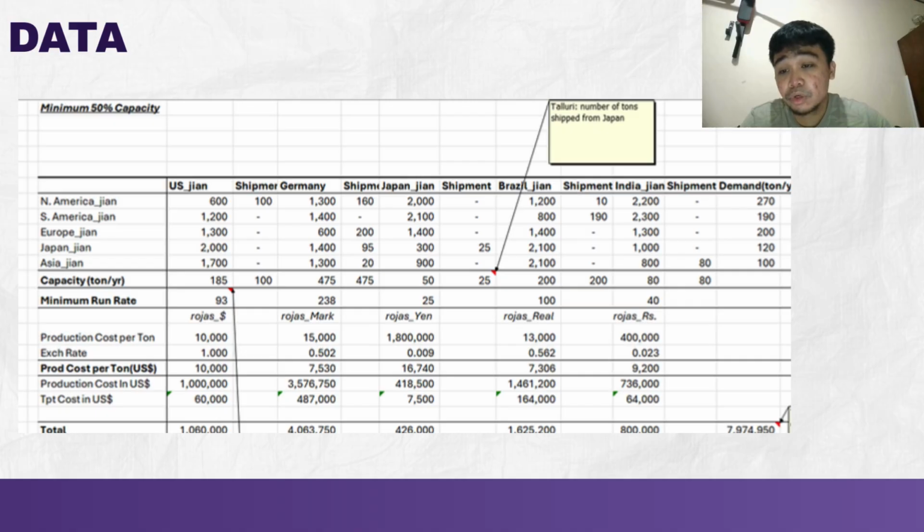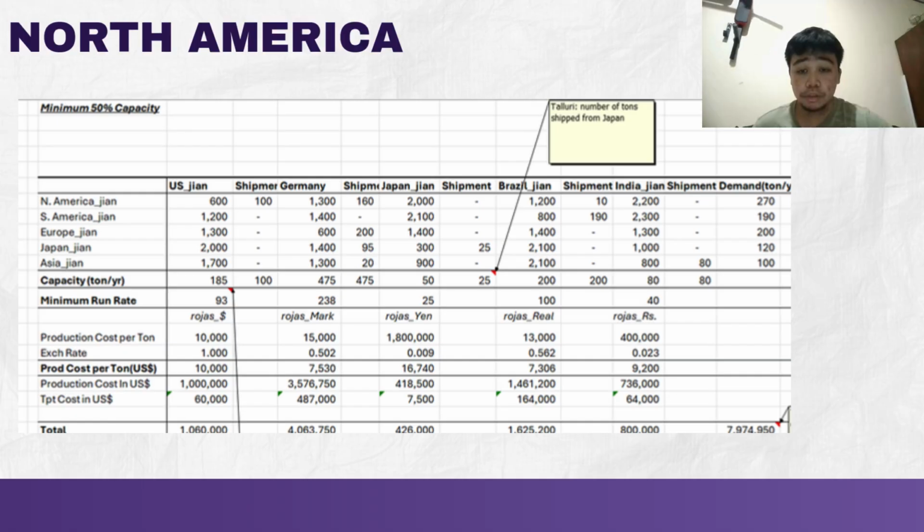So for North America, the US should supply it. For Europe, Germany should supply it. For Japan, Japan will supply it. For South America, Brazil should supply it. And for the rest of Asia, it is best if India will supply this continent. So the decisions that we will make are based all on the data given.